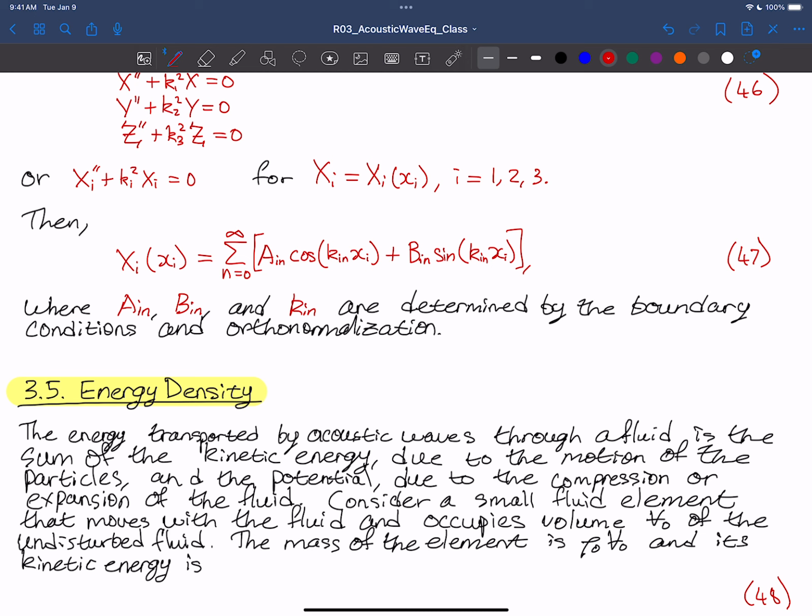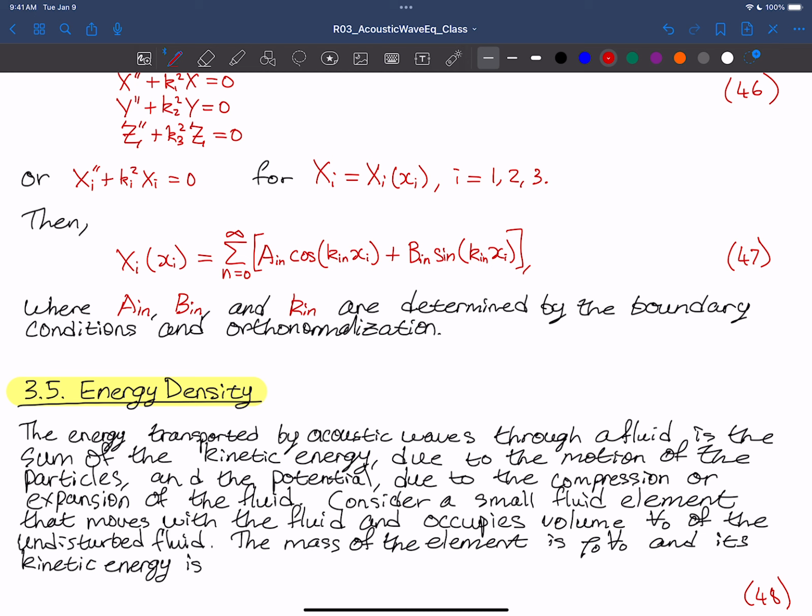So when you actually apply this, you'll use the boundary conditions to eliminate 3 of the a's or 3 of the b's, depending on what the boundary conditions are. Then you'll use the other boundary condition to find what k is, and you'll be left with an arbitrary constant in each direction, which you would normally determine by orthonormalization, which we are not going to cover in this class. Okay, that covers everything that I wanted to say for standing waves.